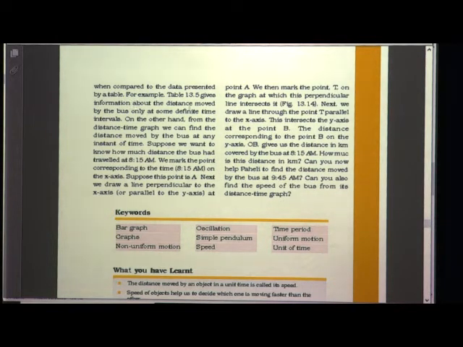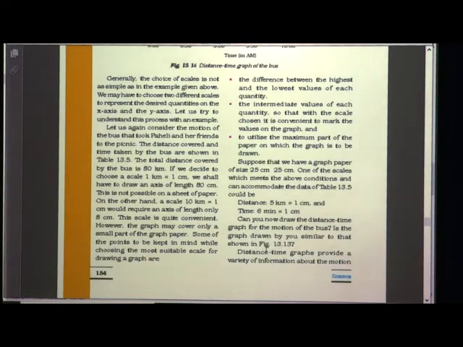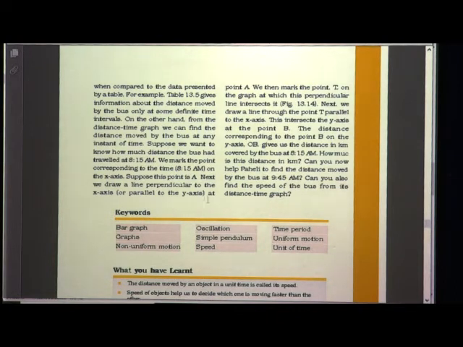When compared to the data presented by a table, for example, table 13.5 gives information about the distance moved by the bus only at definite time intervals. On the other hand, from the distance time graph, we can find the distance moved by the bus at any instant of time. Suppose we want to know how much distance the bus had travelled at 8:15 am, we mark the point corresponding to the time. How we mark it is shown here, okay.